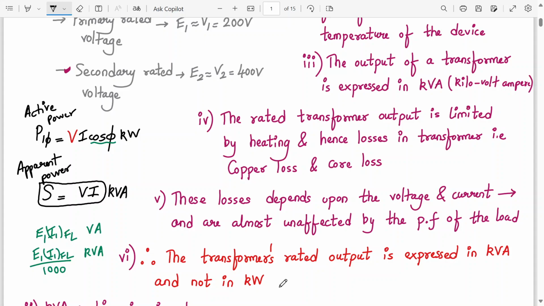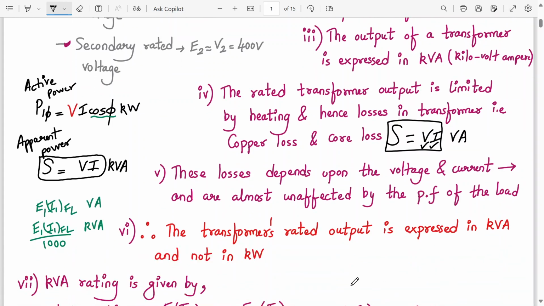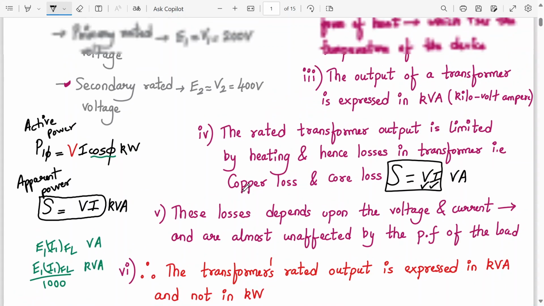All right. So what I'm saying is, these losses depend upon the current and the voltage and are almost unaffected by the power factor. Now, what is the actual power formula? VI cos phi, right? And now we are saying that in a transformer, the losses depend upon voltage and current and not on the power factor. So which power has the formula V into I? S, right? Apparent power. Yes or no? And the unit of apparent power is volt ampere. That's why we don't use kilowatt. In transformer we use kVA. Understood this?